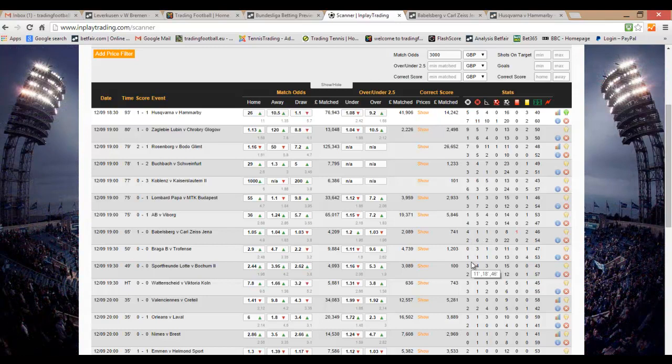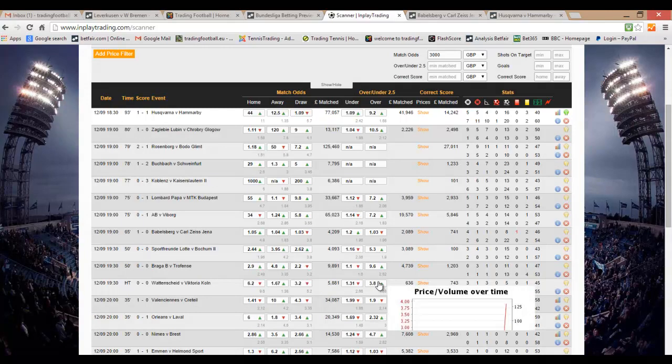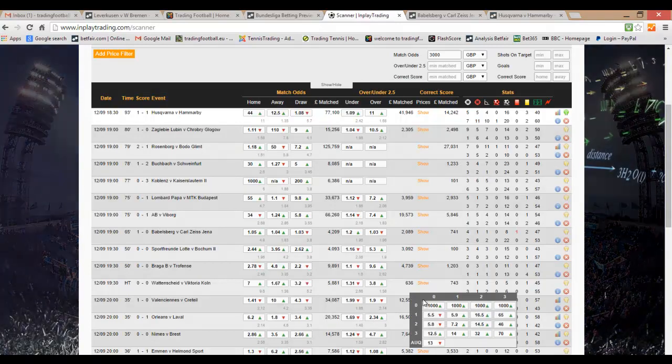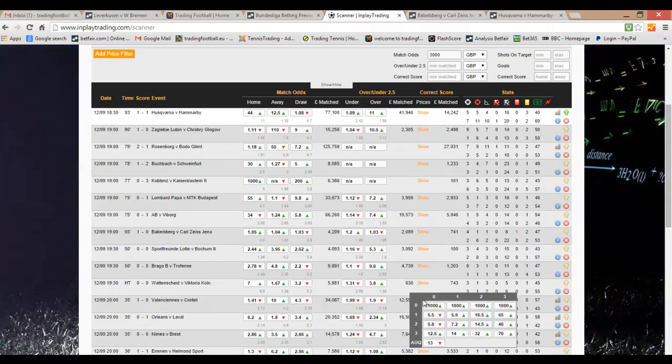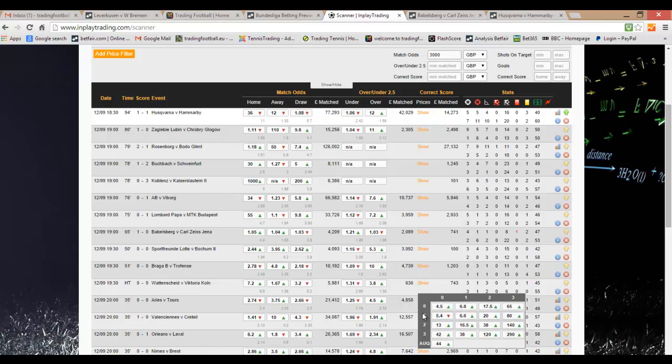And what you can see here is that I'm looking at the statistics that the in-play scanner can give you. The columns you can see there range from shots on target, shots off target, corners, possession, throw-ins, fouls, red cards, you name it, it's got it. And you can use these in play to make a considered judgment on if you're going to enter a trade or not.